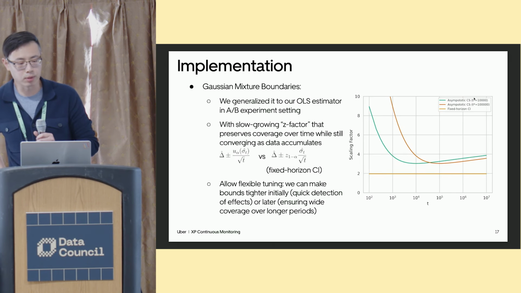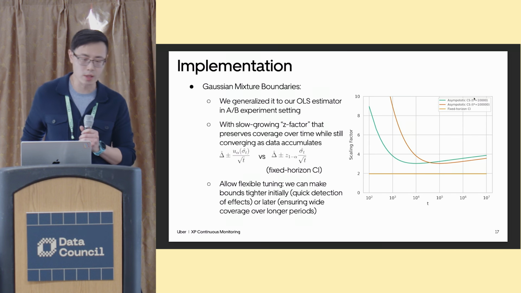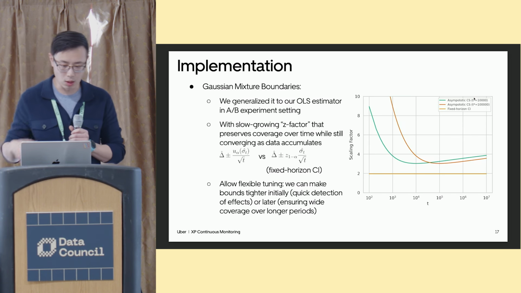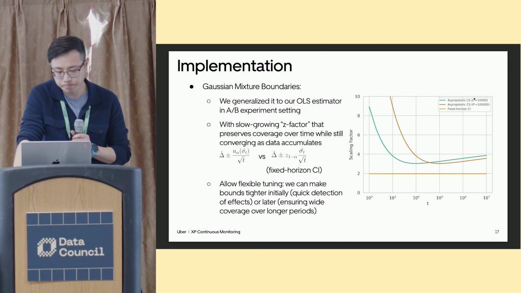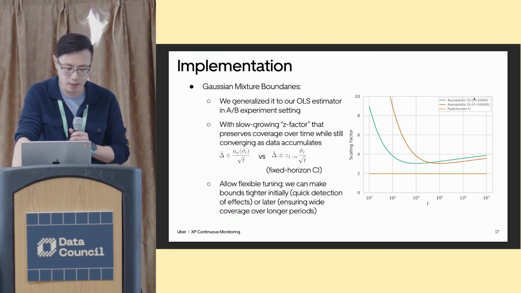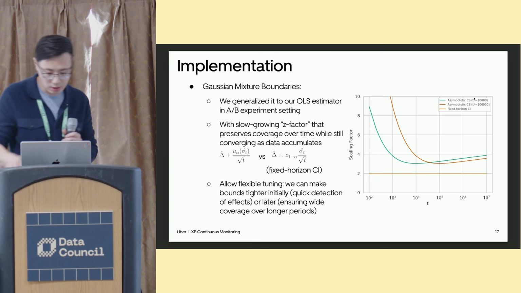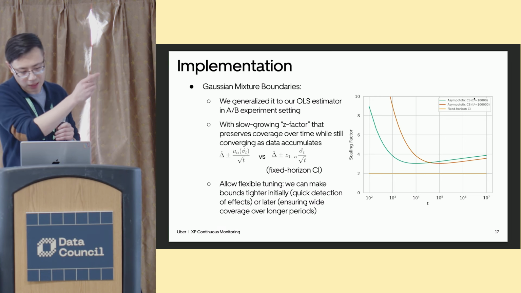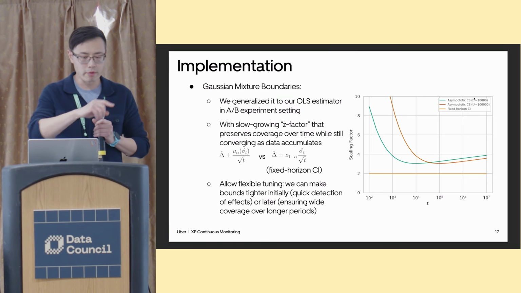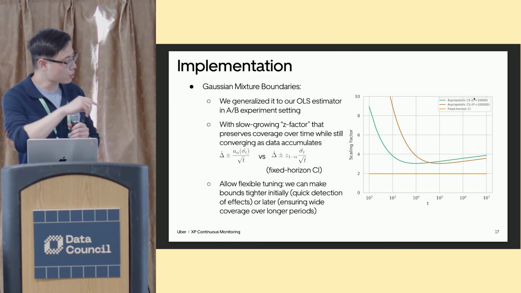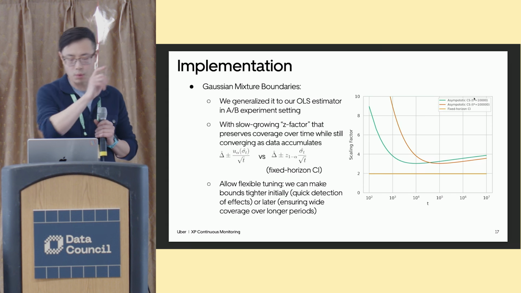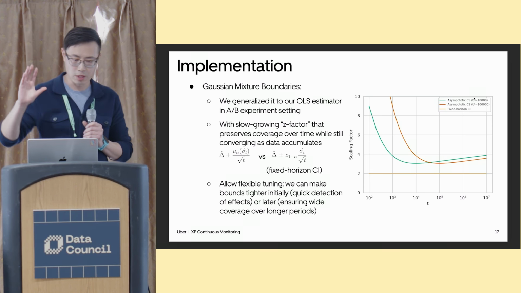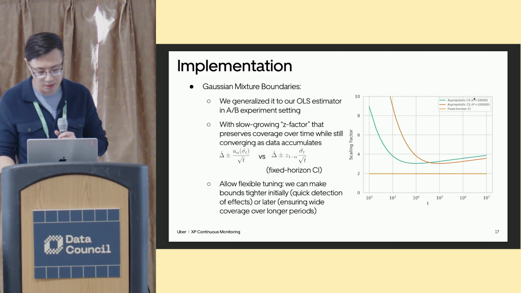In practice, we implement this anytime valid inference with Gaussian mixture boundaries. We generalize it to our OLS estimator in the AB experiment setting. And basically, it provides a z factor, as I draw here, with two examples. It will be very conservative at the beginning, but it will drop and then grow very slowly over time. Compared to a fixed horizon CI, where you will always see a constant z factor. So this works as a counterforce to avoid shrinking too fast.